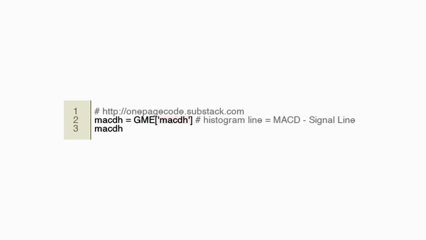The Python code snippet is part of a larger script concerned with algorithmic trading using deep learning methods. This specific line extracts the MACDH series from a data frame called GME, most likely representing stock data for GameStop Corp., given that GME is its ticker symbol on the stock market.